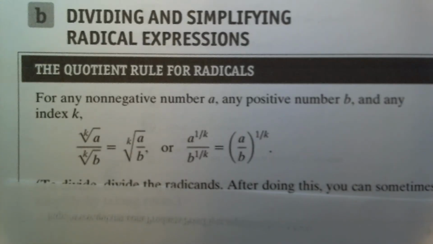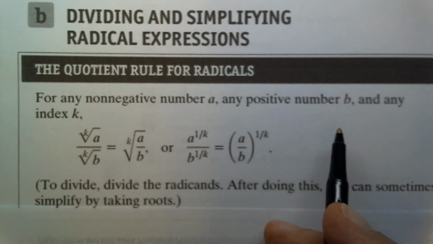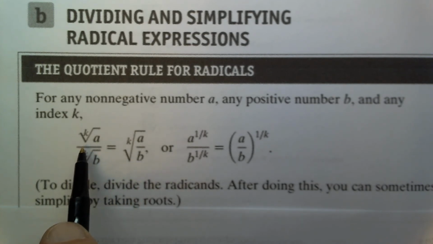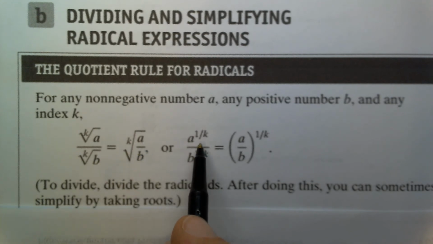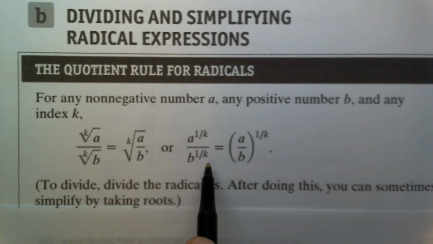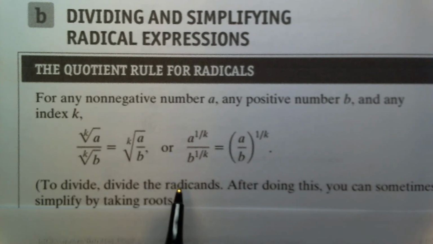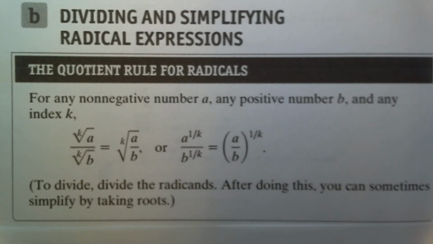So now we come to our second objective, dividing and simplifying radical expressions. And so here's the quotient rule for radicals. For any non-negative number a, any positive number b, and any index k, the kth root of a divided by the kth root of b is the kth root of the quotient of a and b, or a to the 1 over k divided by b to the 1 over k is equal to (a/b) to the 1 over k, with a/b, of course, in parentheses. So to divide the radicands. After doing this, you can sometimes simplify by taking roots. We'll take a look at this in just a moment with some of the examples.